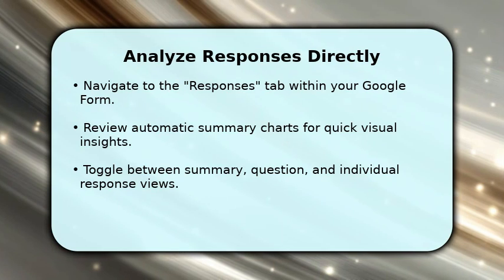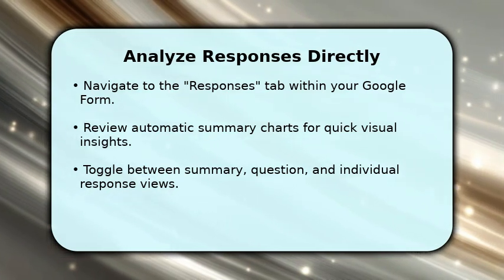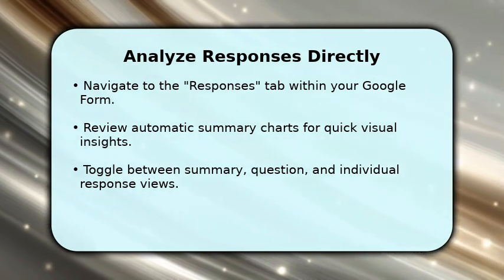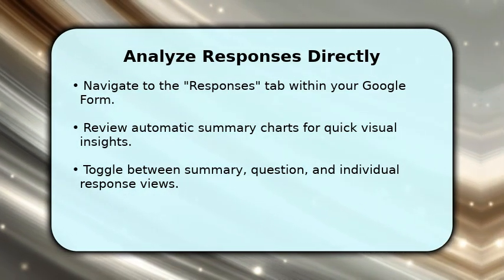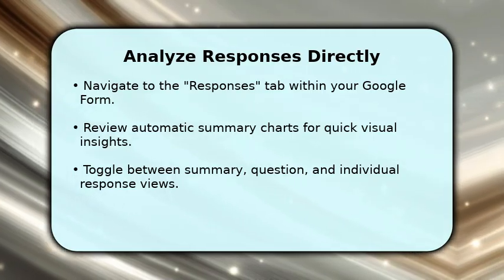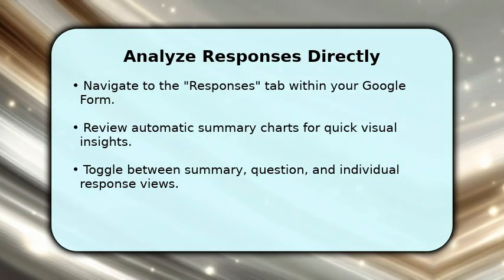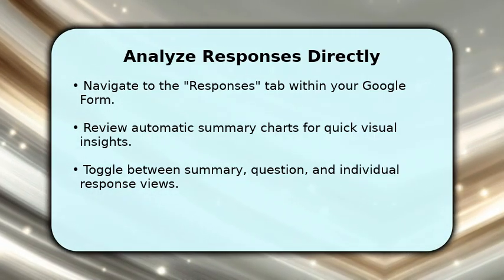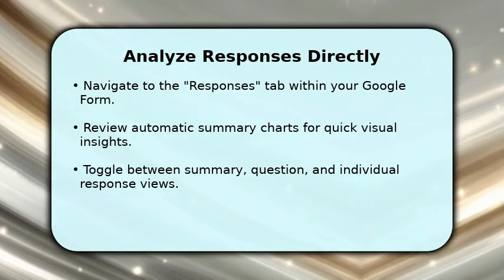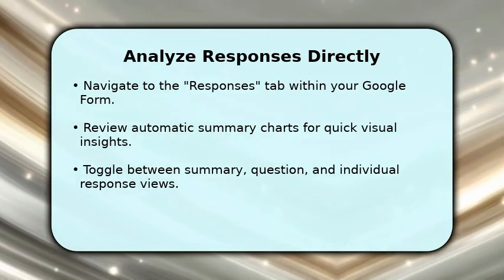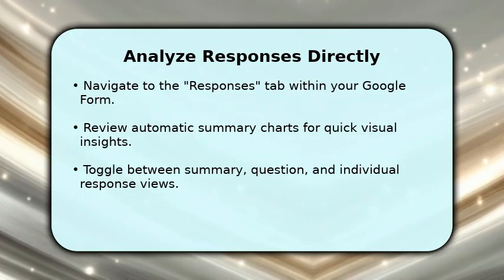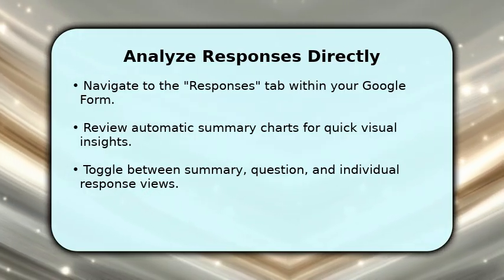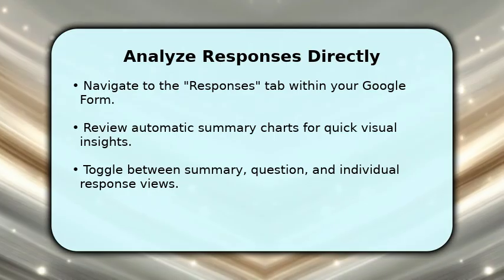To begin, open your Google form and click on the Responses tab. Here, you will find an immediate overview of your collected data. Google Forms generates helpful summary charts, like pie charts for multiple-choice questions, giving you instant visual insights. You can also easily switch to view responses by individual question or examine each submission one by one. This built-in analysis is perfect for quick reviews.